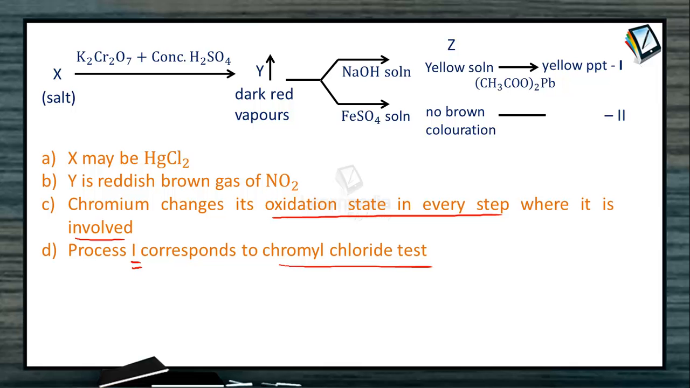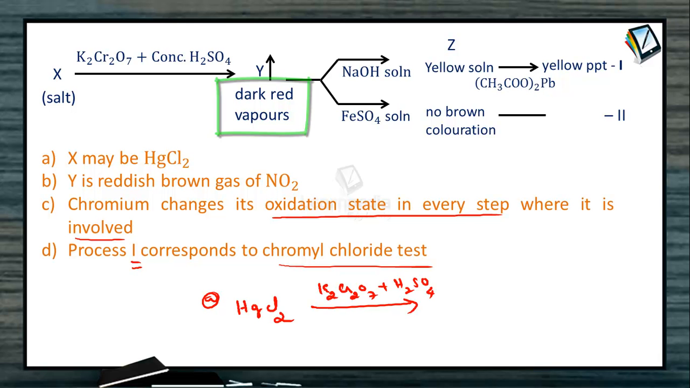Before we go for these answers, let us work out how X reacts with K2Cr2O7 and concentrated sulfuric acid. Here in option A, X is given, in option B, Y is given, and in option D, process 1 is asked. So in this type of question, it is better to work with respect to the answers. Say, for example, X may be mercury chloride.